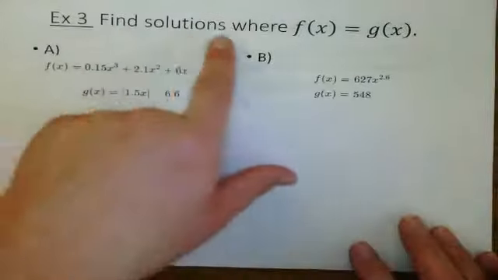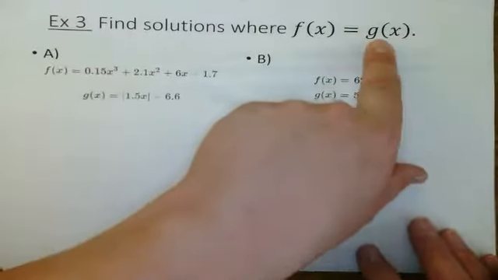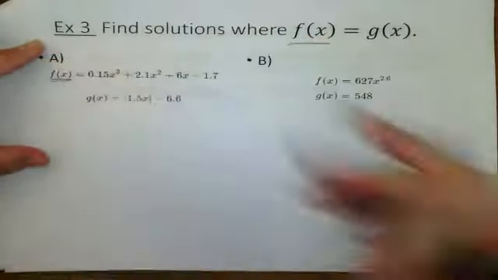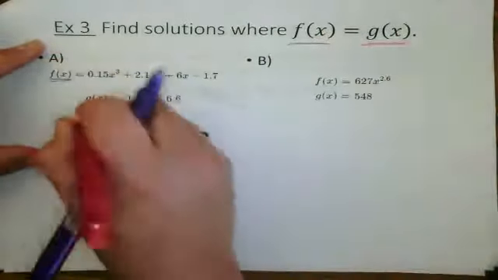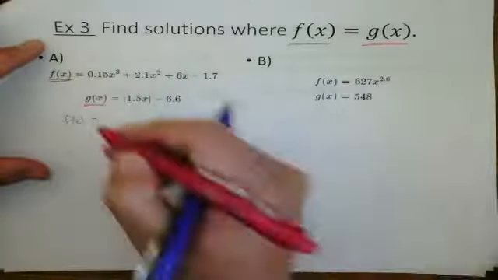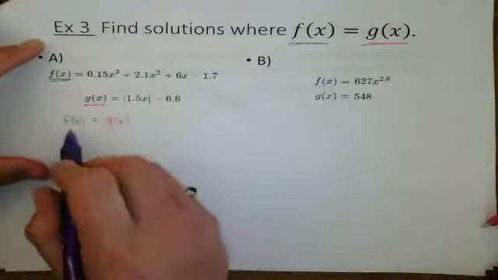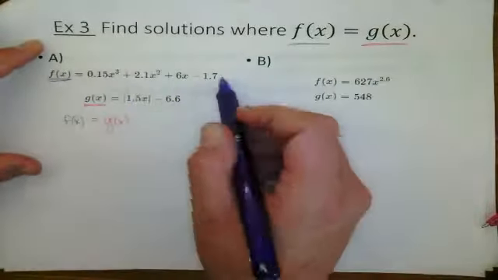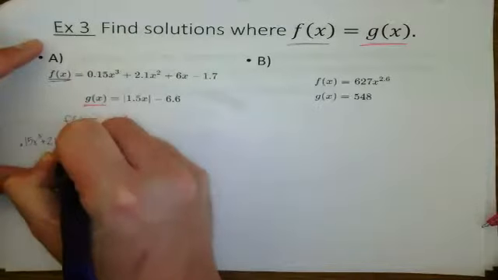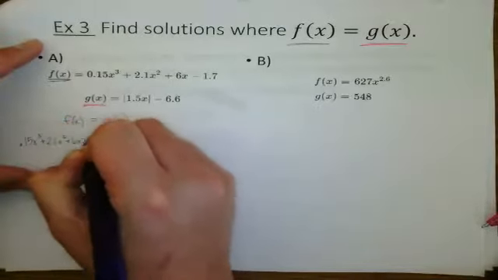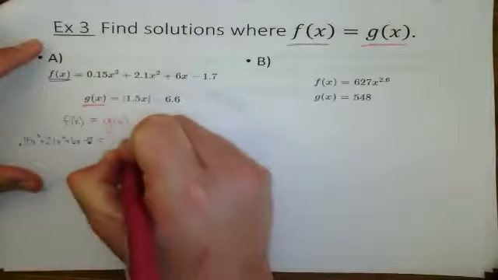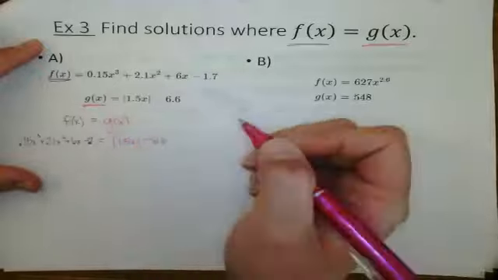All right, last thing here is all calculator work. For this, we want to figure out the solutions where f of x is equal to g of x. So what are we doing? Here's f of x, is equal to g of x. Here's g of x. So if I'm going to set f of x equal to g of x, what is f of x? Well, there it is right there. So we would write 0.15x cubed plus 2.1x squared plus 6x minus 1.7 is equal to, what's g of x? Absolute value, 1.5x minus 6.6.